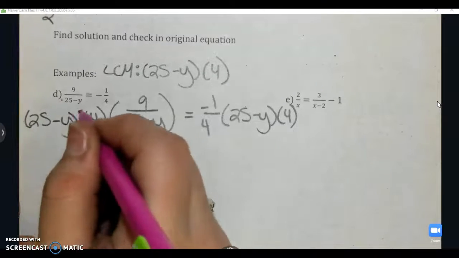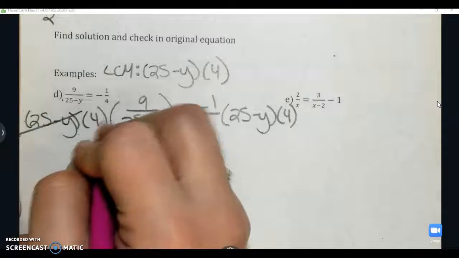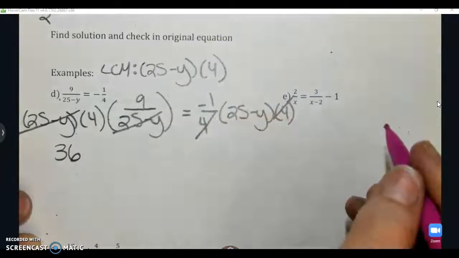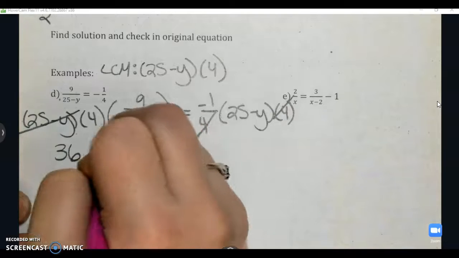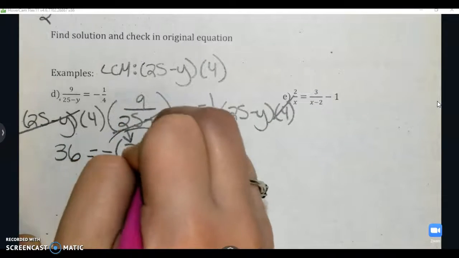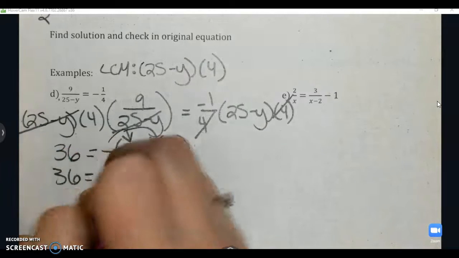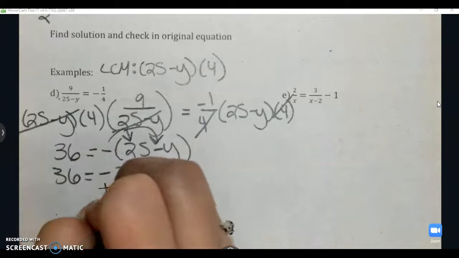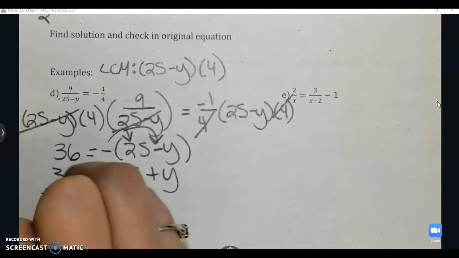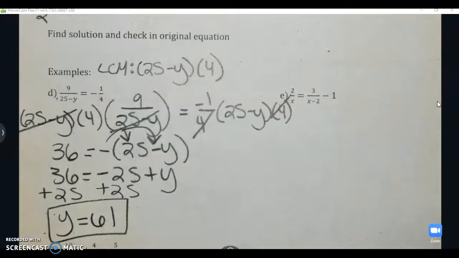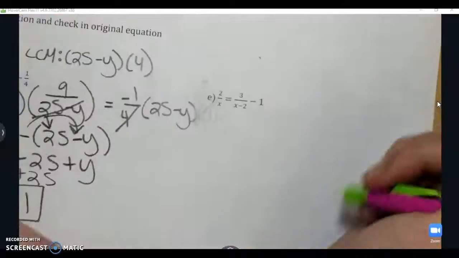So I'm going to go ahead and start canceling common items. So this 25 minus y is going to cancel here, and I'm going to be left with 4 times 9, which is 36. And here this 4 and this 4 are going to be canceled, and we're going to be left with negative 1 times 25 minus y. So we have to distribute that minus sign. And then to solve for y, I just need to add 25 to both sides. And we get that y is 61. Okay, let's keep practicing. I'm going to erase that just so I'm not intruding on the space for example E.